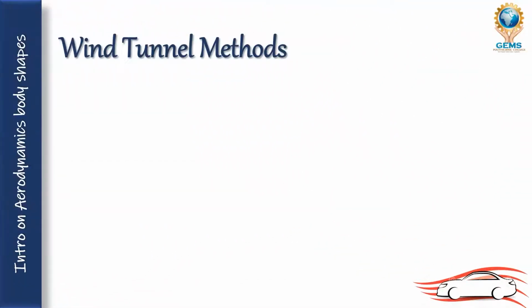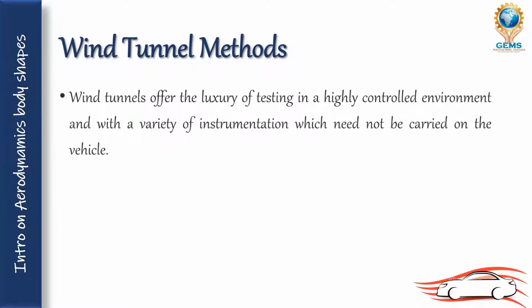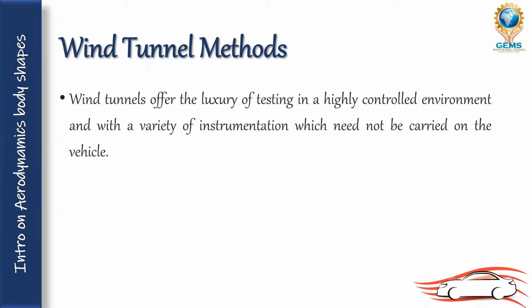So now these are the important methods which are used nowadays in every automobile industry. They are using it. The first one is wind tunnel methods. Wind tunnels offer the luxury of testing in a highly controlled environment and with a variety of instrumentation which need not be carried on the vehicle. Okay, the instrumentation is not needed to be carried on the vehicle.